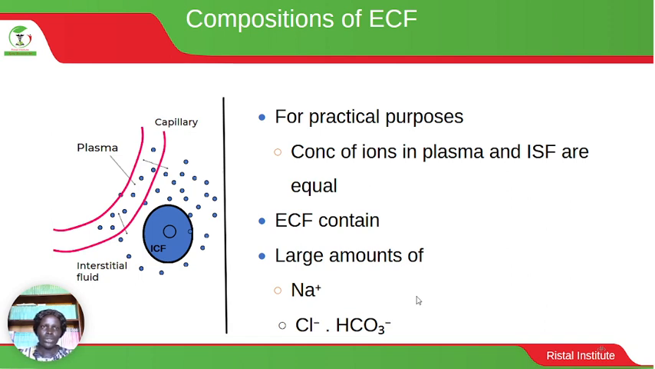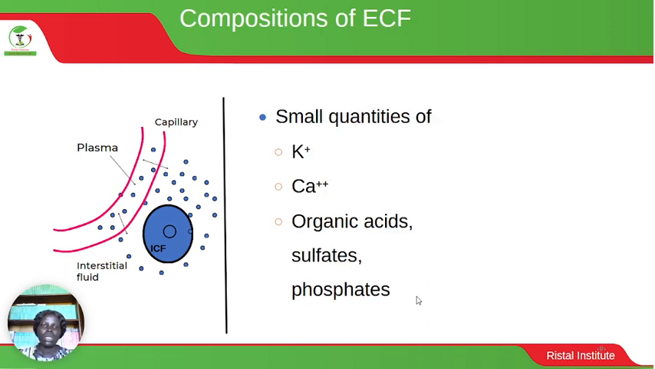So we are still continuing with the composition of extracellular fluid. For practical purposes, the concentrations of ions in the plasma and in the ISF are equal. The extracellular fluid contains large amounts of sodium, chloride, and carbonates. They contain small quantities of potassium, calcium, organic acids, sulfates, and phosphates.